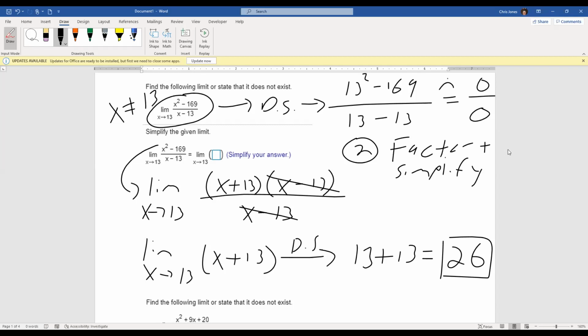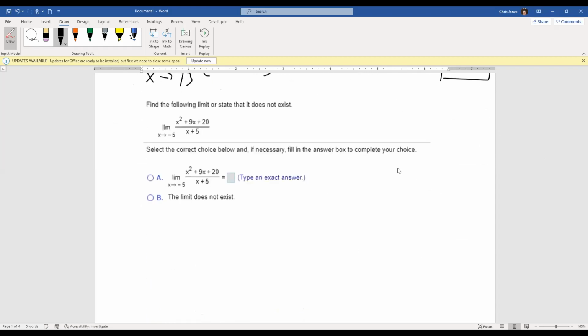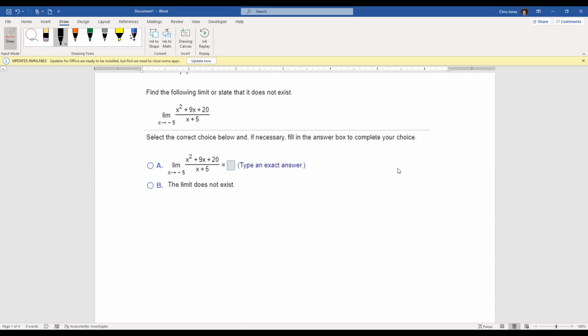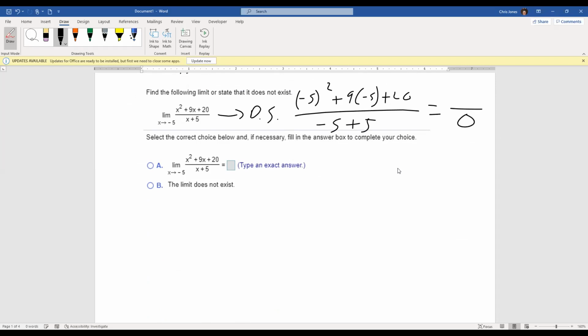Sometimes we don't have binomials, sometimes we have trinomials. Now we have this expression, x squared plus 9x plus 20 over x plus 5, as x approaches negative 5. Again, we're going to try direct substitution, but I think everybody can clearly see that negative 5 is not in the domain. So we get negative 5 squared, just to try this out, plus 9 times negative 5 plus 20, divided by negative 5 plus 5. It doesn't even matter what the numerator is, even though we know the numerator, 25 minus 45 plus 20, is 0.